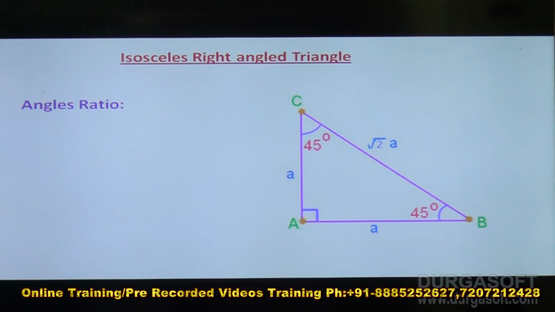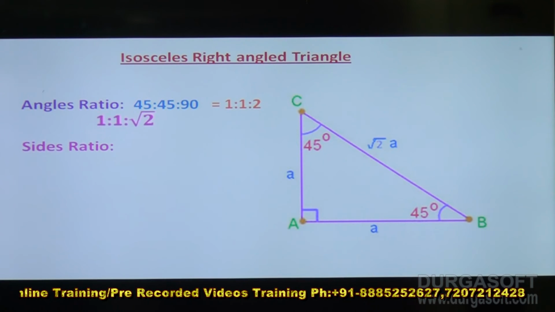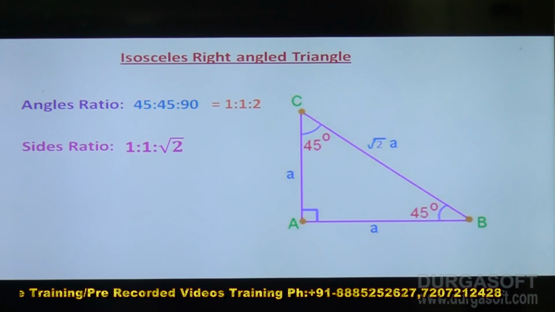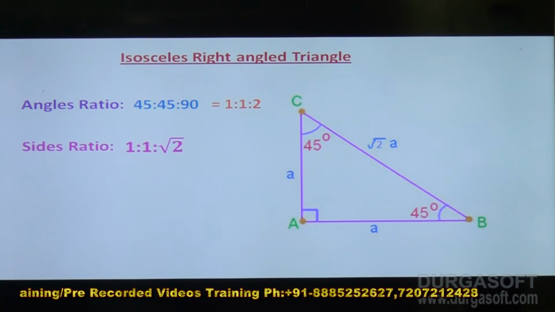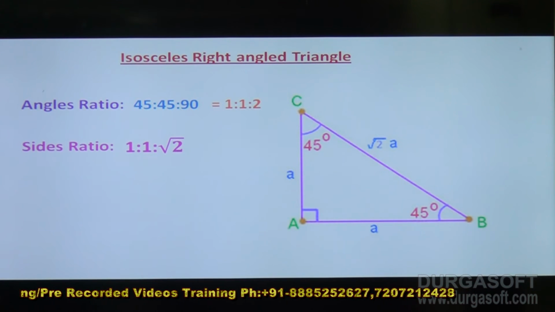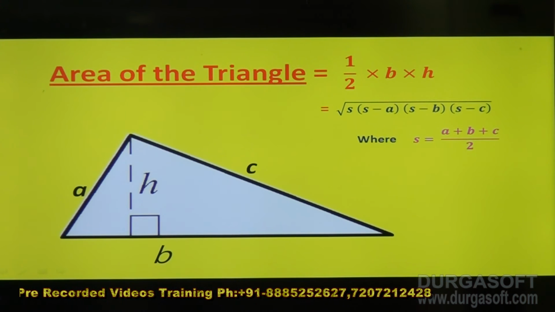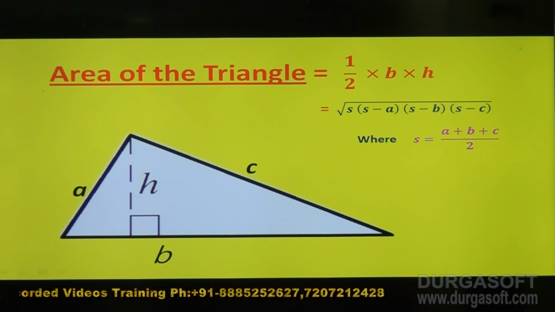So here also we can find the angles ratio. The angles ratio will be 45 degrees to 45 degrees to 90 degrees, which gives us a ratio of 1:1:2. And the sides ratio will be 1:1:√2, as A is common in all the sides, so the side ratio will be 1:1:√2.